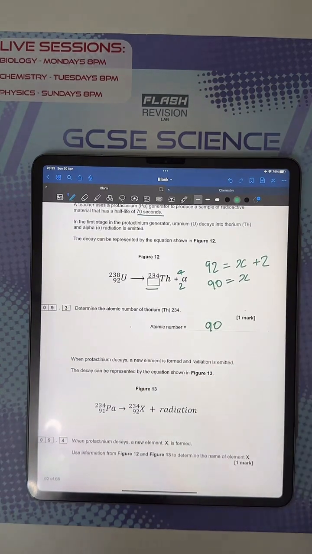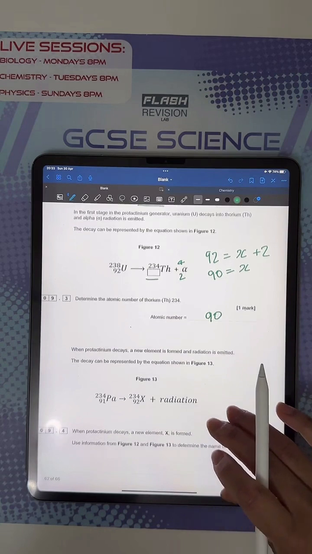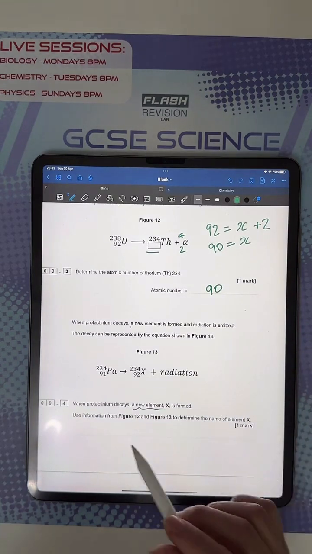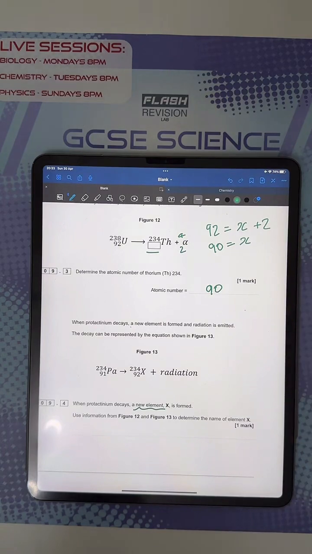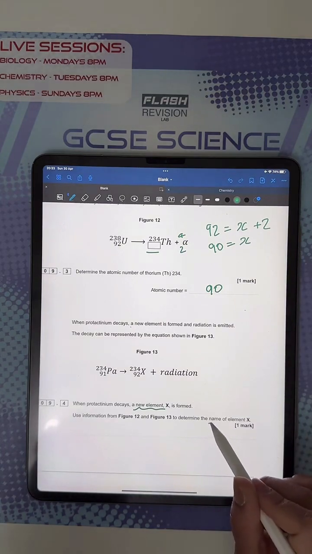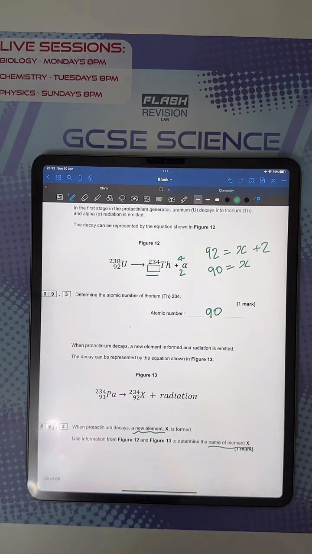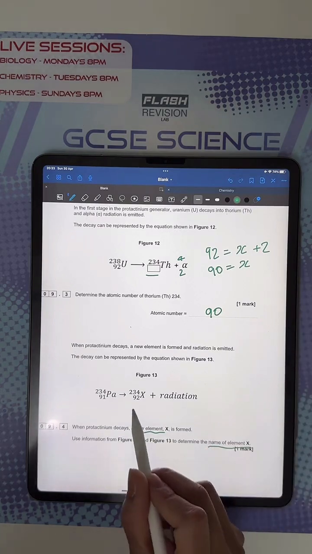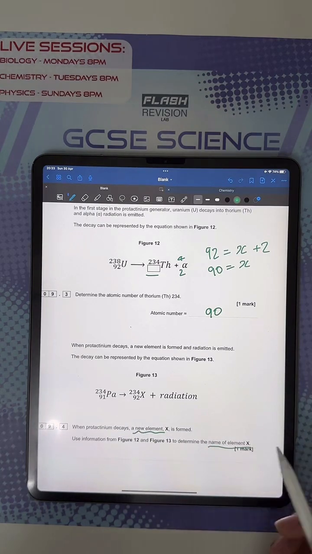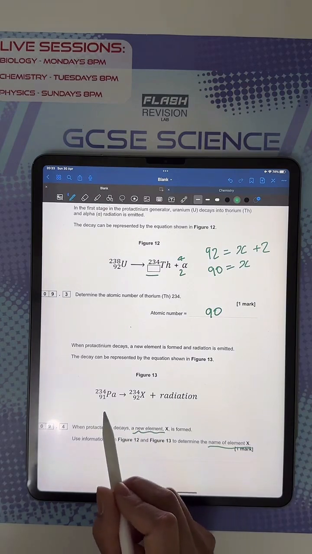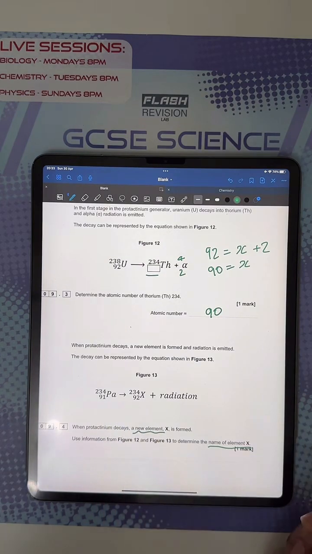Next question. When this decays, a new element is formed, and we've got an equation. Use the information from figure 12 and figure 13 to determine the name of the element X. People could find that tricky. Any ideas, guys? What element is this? So what's happened? Let me explain. This was unstable. It's decayed into this new element. What is that element?